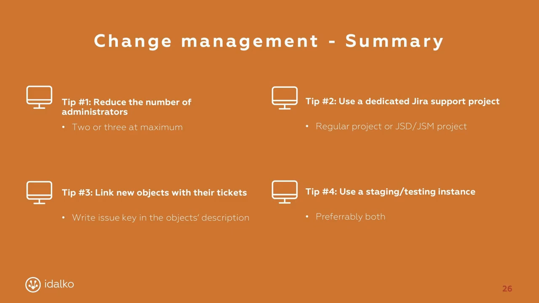So these are the four areas in which you can improve your Atlassian change management to enjoy better governance. Reduce the number of administrators, use a dedicated Jira support project, link new objects with their tickets, and use a staging and/or a testing instance.